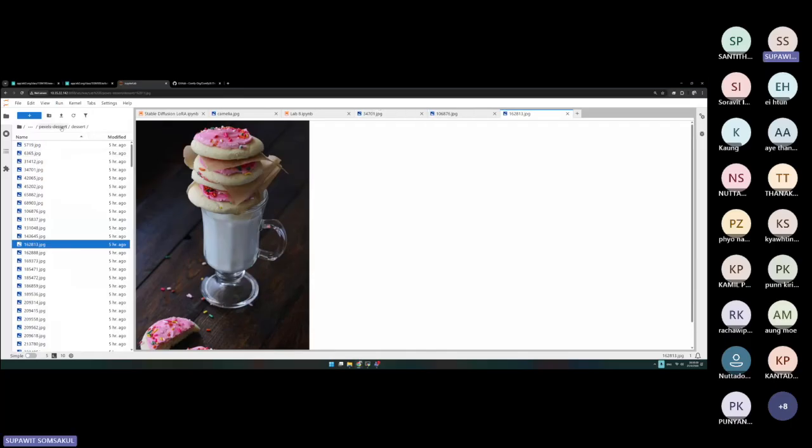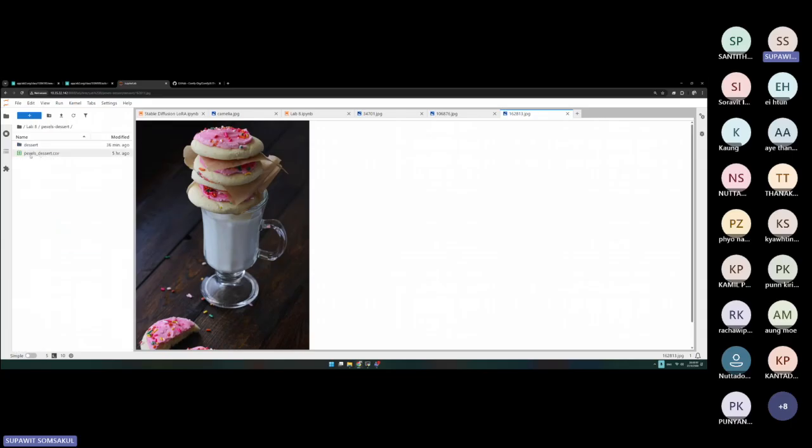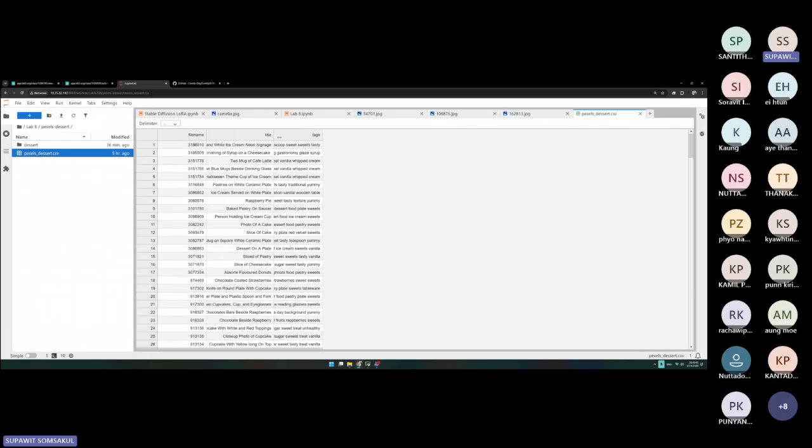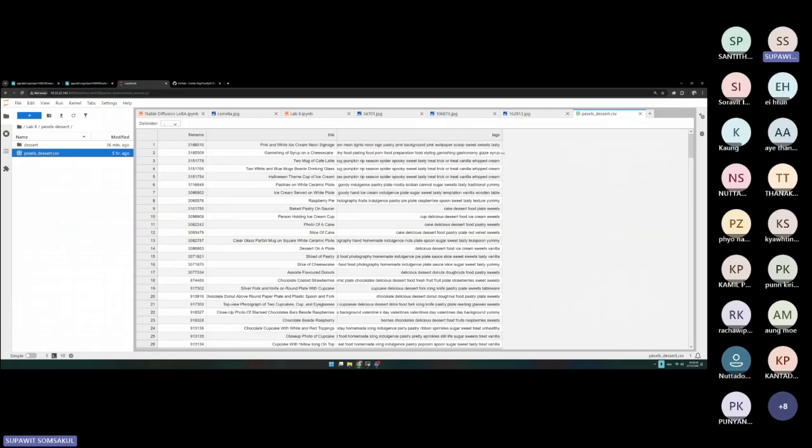And we have not the prompt, but the description of this image in this file, pixel desert CSV. If you read this one into a data frame, you will find this. It contains 3 columns. The first one is the file name, which corresponds to the file name in the desert folder. The second column is the title of the image, which gives a broad description of the image. And the third one is the text, which contains the text about everything that is present in the image.